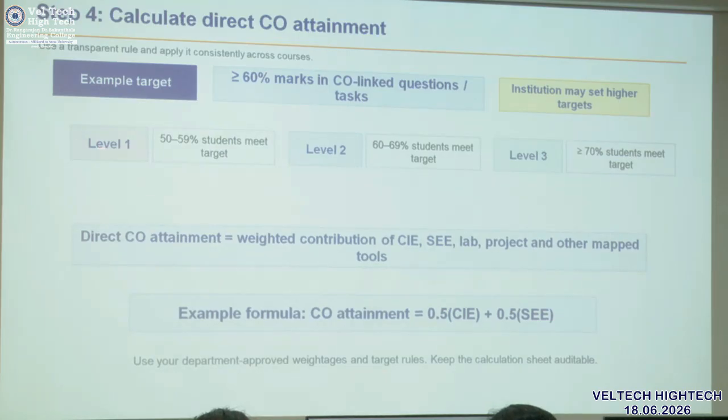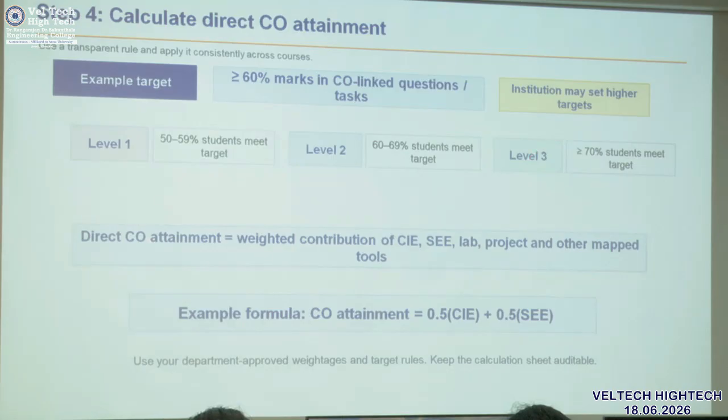Here you see level 1: 50 to 59% of the students meet the target. Level 2: 60 to 69% of the students meet the target. Level 3: greater than 70% of the students meet the target. So you can keep a target like this.